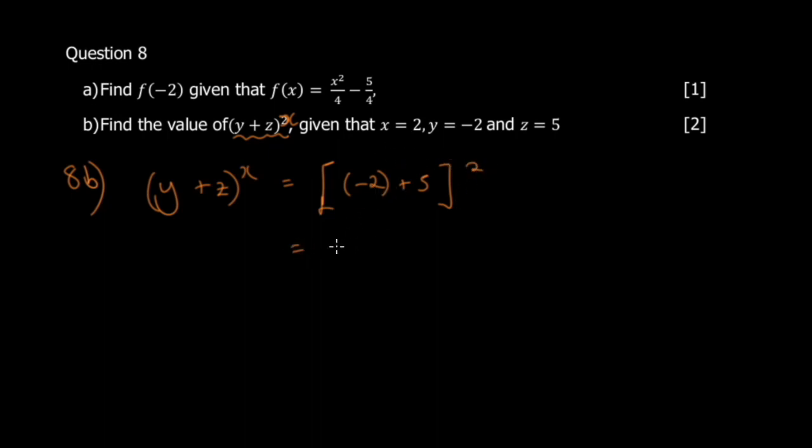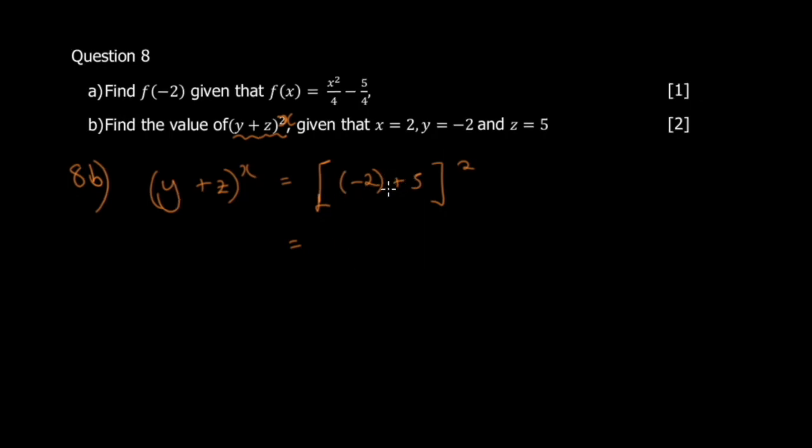So you actually get negative 2 plus 5 here, right? And then to the power 2, and you get 3 to the power 2 equal to what? Equal to 9. So 3 to the power 2 means 3 by 3. So we get 9 here.